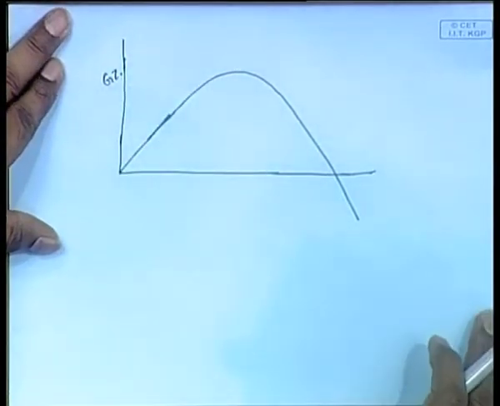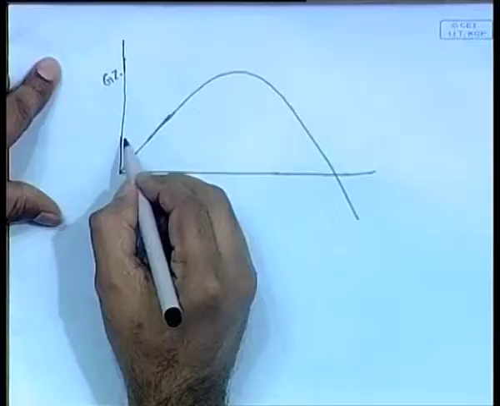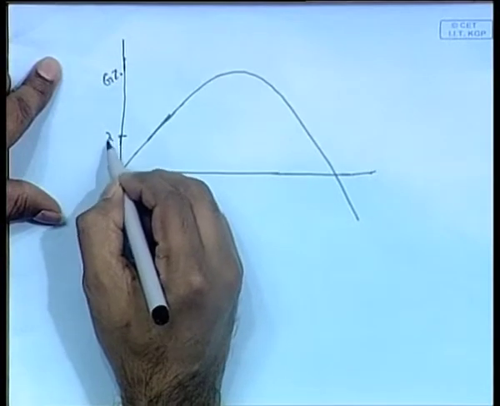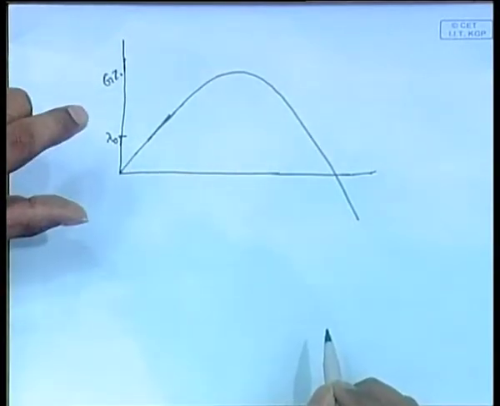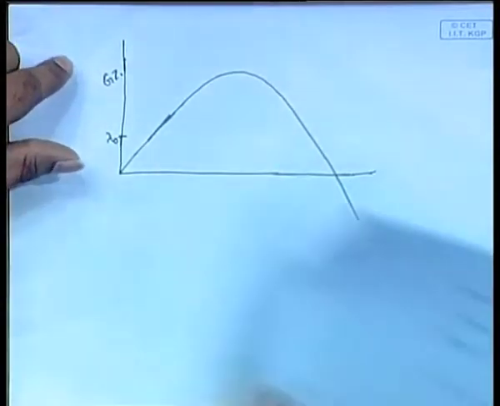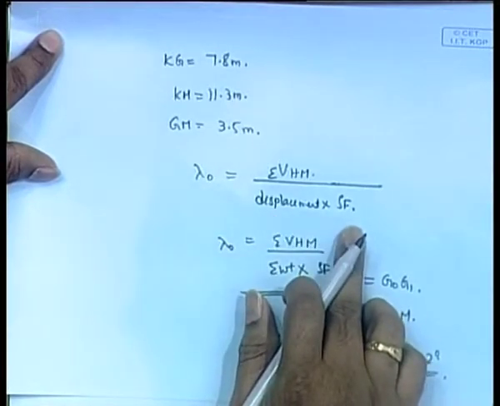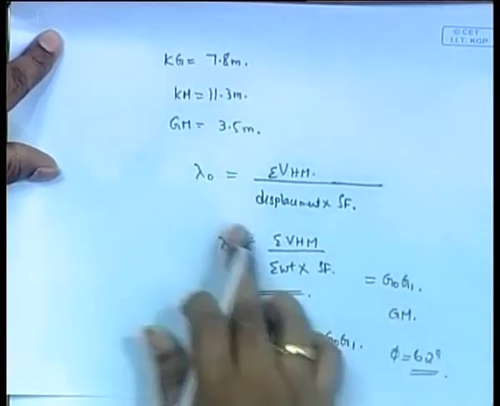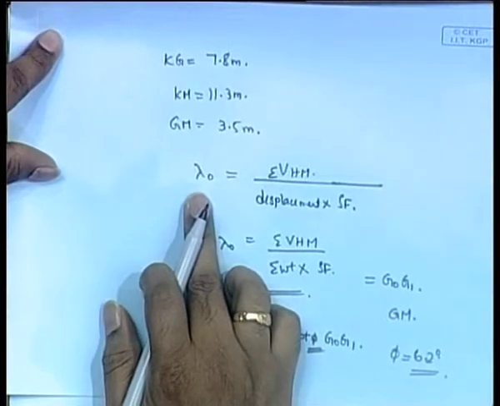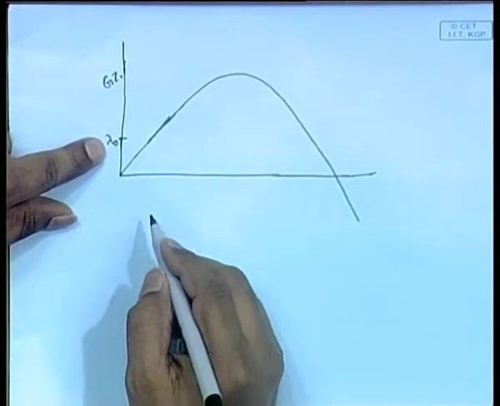Now, how do you draw the healing moment? The healing moment is drawn like this. Remember, you have drawn lambda 0, right? Somewhere around this point you mark lambda 0, which you have calculated as sigma volumetric healing moment divided by displacement into stowage factor. This is something like a healing arm. Lambda 0 is like a healing arm. Therefore, this lambda 0 is showing your healing arm.